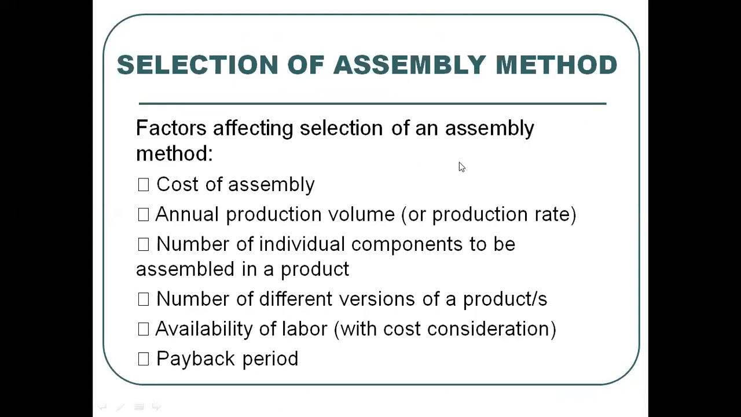Now you see, selection of assembly method. What are the factors to select an assembly method? Of the three, the first one being cost of assembly, right? What is the cost of your assembly? Because the cost is actually related to the production volume, right? But you can say they are kind of related to each other.